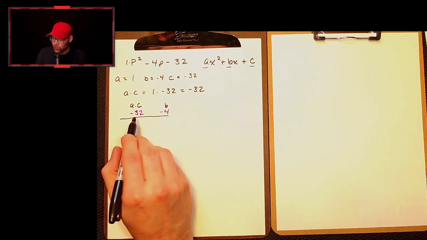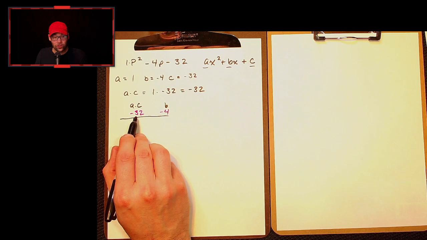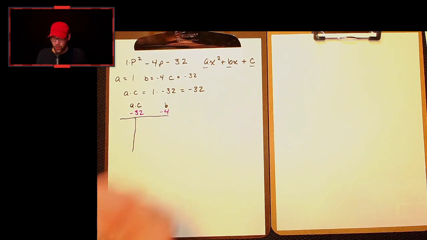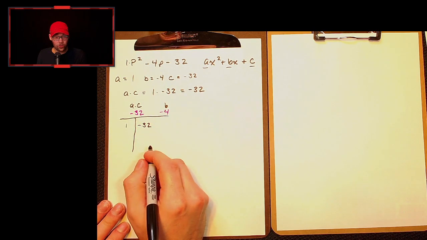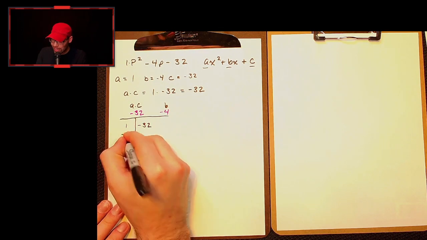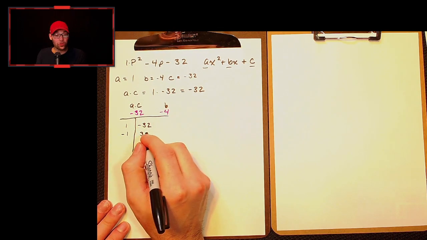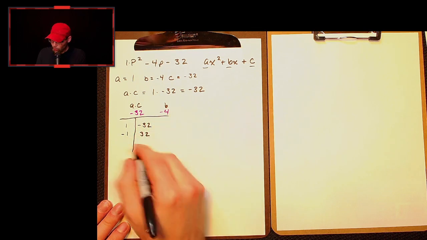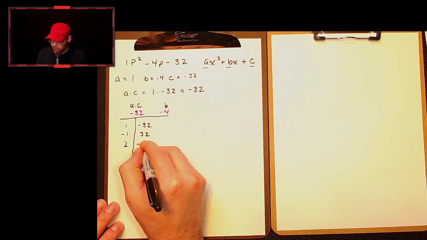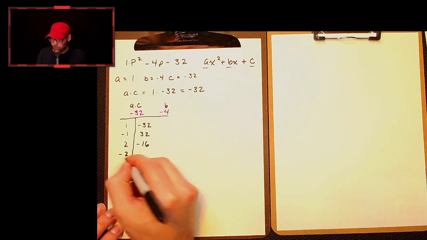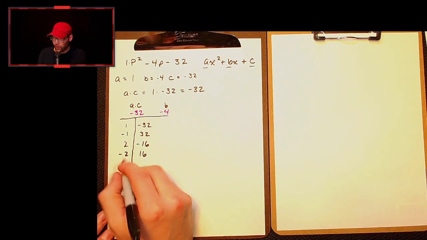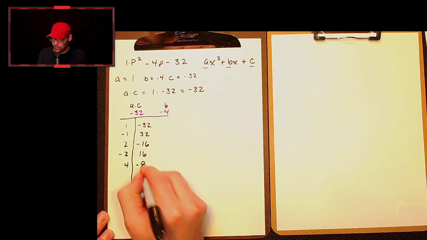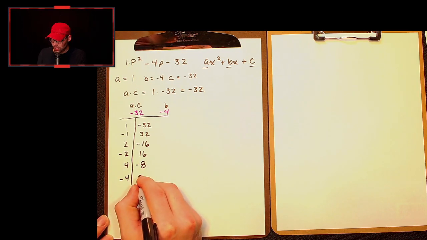The next thing we want to do is find all of the integer factors that, when we multiply them together, give us -32. So those factors would be 1 times -32 is -32, but also -1 times 32 is -32. We will get 2 times -16 is -32, -2 times 16 is -32, and then finally 4 times -8, and -4 times 8.